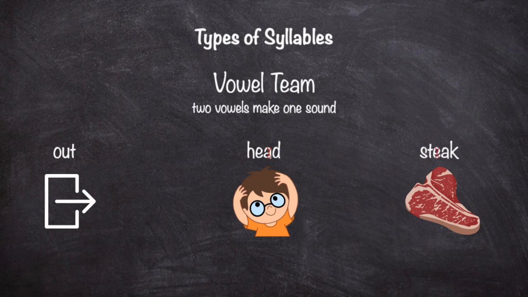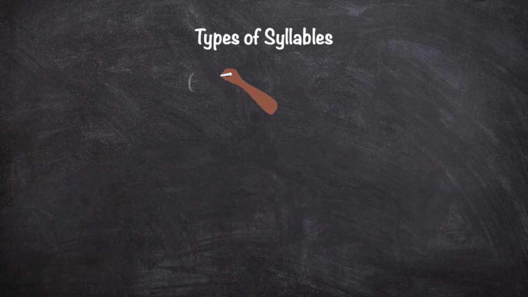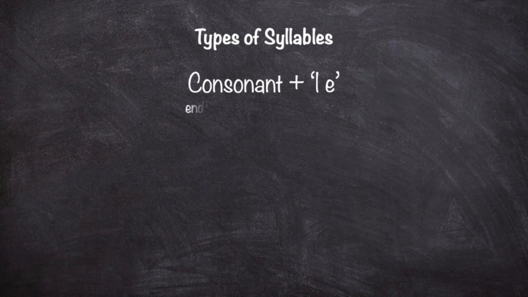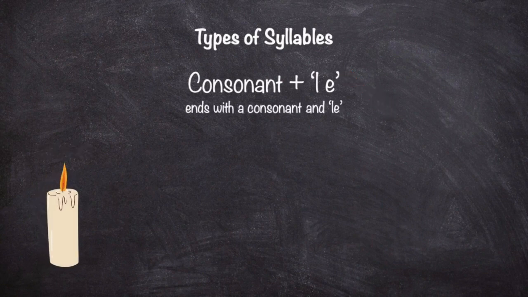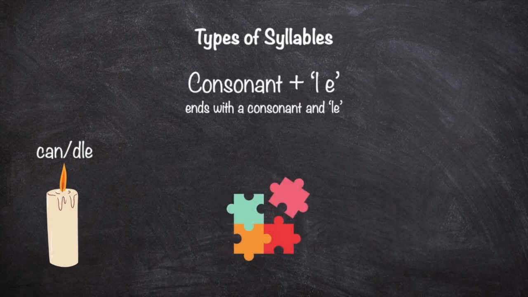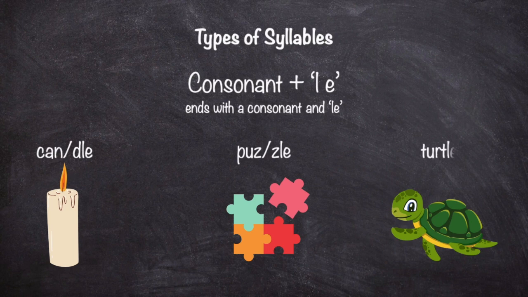The fifth syllable rule is consonant plus L ending with the letter E. Examples are candle. You have the consonant D plus the L and ending with E. Another word is puzzle. You have the consonant Z plus L ending with E. And the last example is turtle. You have the consonant T plus L ending with E.